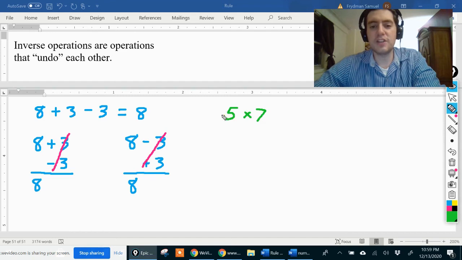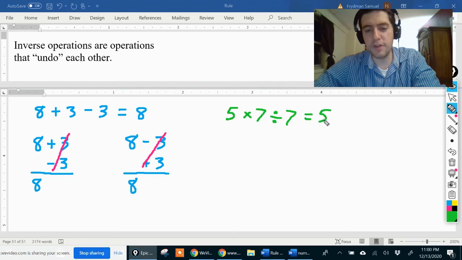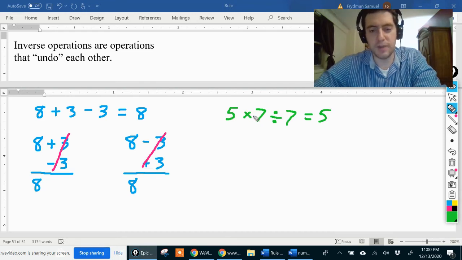So now what if I take this 35? Now let me take this 35 and divide by 7. What would I get there? 35 divided by 7 is 5. So the number that I ended up with is the same as the number that I started with. So this division by 7 sort of undid this multiplication by 7.